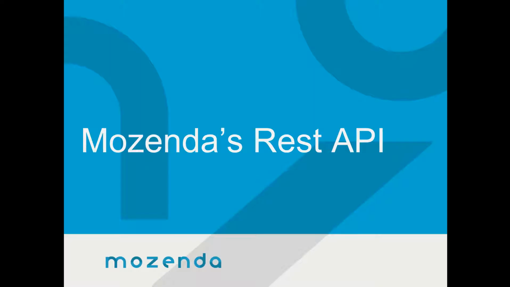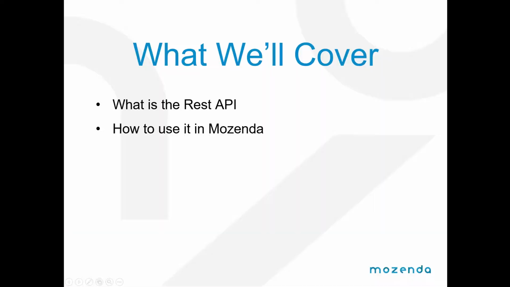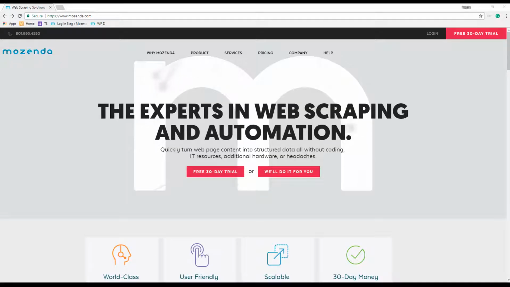I'm one of the technical consultants here at Mozenda, and the purpose of this video is to go over Mozenda's REST API. What we're going to go over is what exactly the REST API is and how to use the REST API in Mozenda. The word API stands for Application Programming Interface. An API is just a software intermediary that allows two applications to talk to each other.